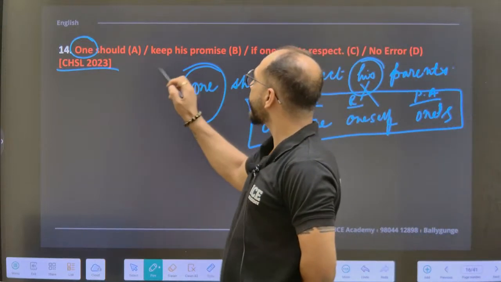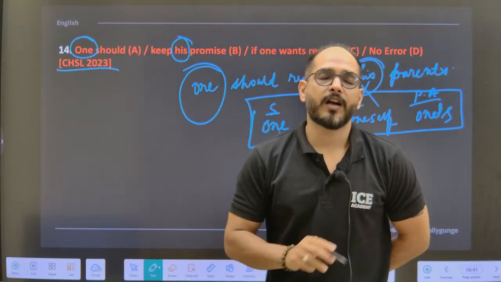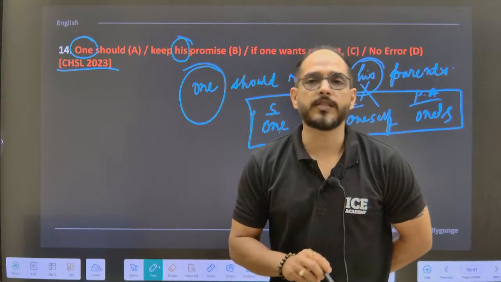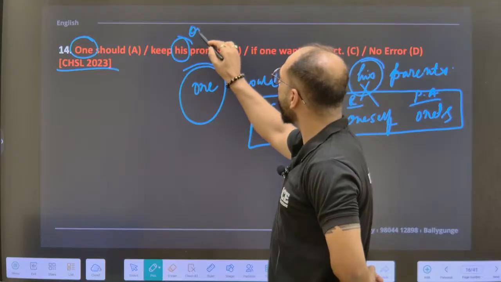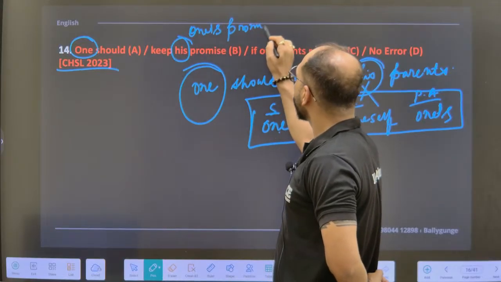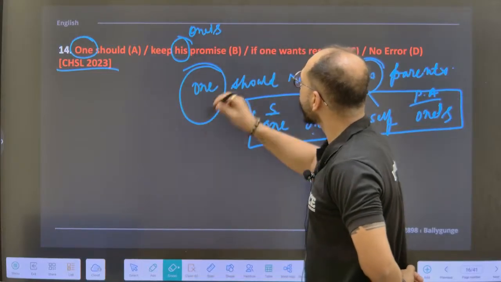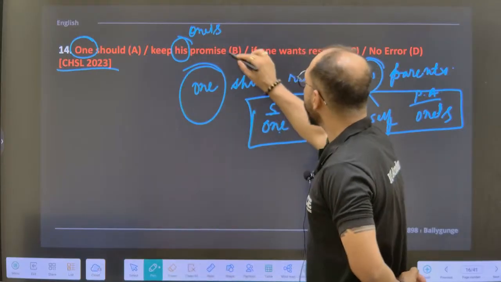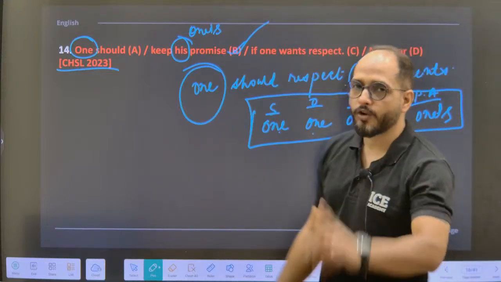One should keep his promise. That's the problem, because you cannot use his here. কি হবে তাহলে? One should keep one's promise. আর ভুল হবে তোমাদের? One should keep, আচ্ছা সরি, প্রমিস তো লেখা রয়েছে। One should keep one's promise. So B part contains an error. এখানে his এর জায়গায় once হবে। তাহলে আর কোনোদিন তোমাদের ভুল হবে?